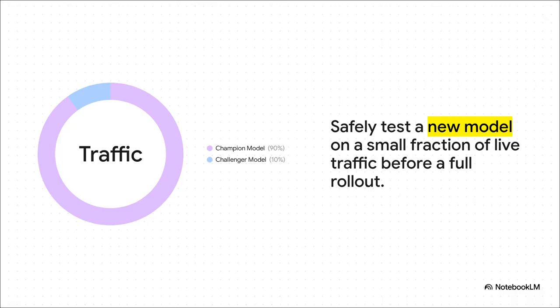And you can even de-risk the deployment of a new model even further. By splitting your live traffic, you can send, say, 10% of requests to your new challenger model and compare its real-world performance against the champion before you commit to a full rollout. It is the ultimate safety net.